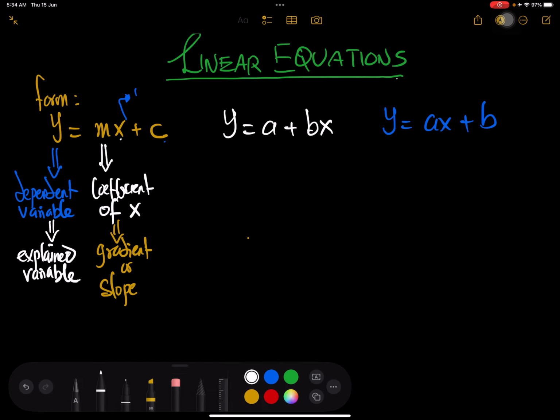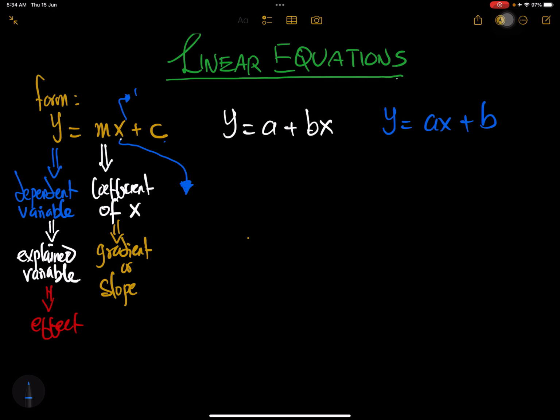It's also known as the effect variable. So those are the names given to them. Now we're going to look at this one here, the x. This x is known as the independent variable. It's an independent variable that relies on the y, and it's also known as the explanatory variable. It is able to explain what happens to y.